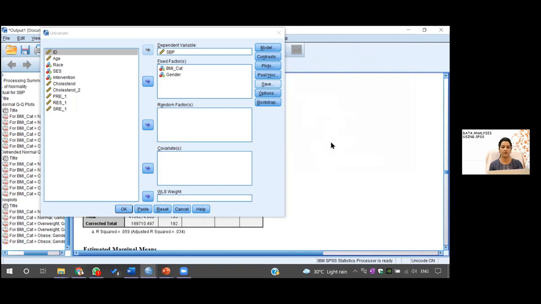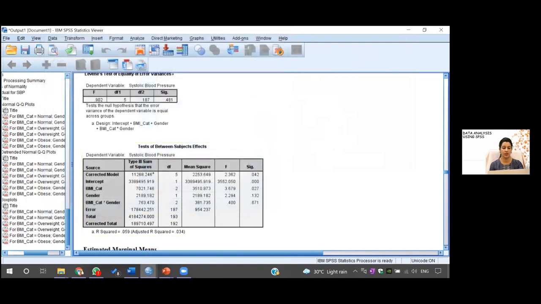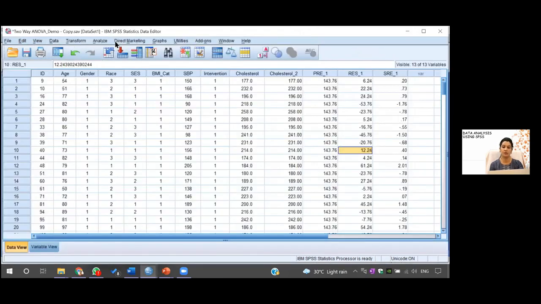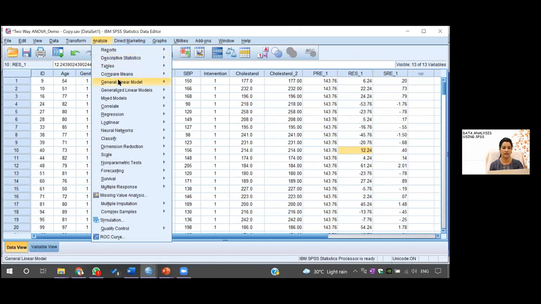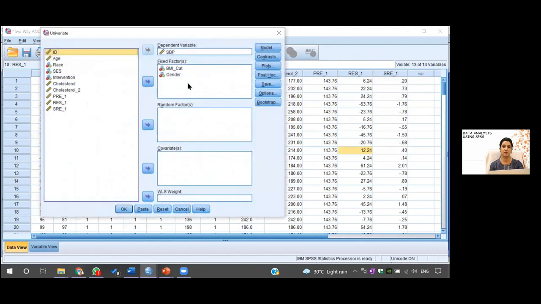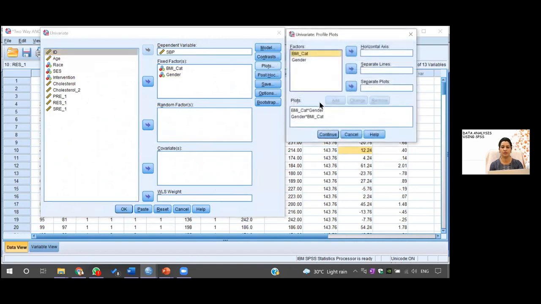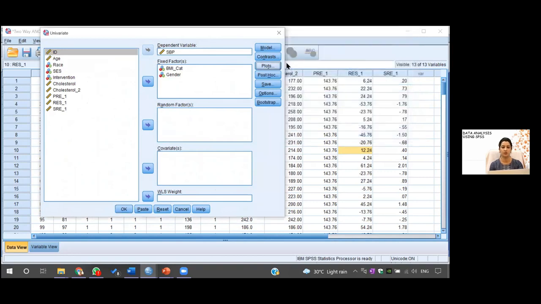So if you have understood up till this point, now I am performing the main effect. For main effect, again, I'll go to the same option: Analyze, General Linear Model, Univariate. This will already be there because you have shifted these variables here. Plot, I have already checked for plot. So you may uncheck this, either you may cancel it or you will have another set of plots. That's up to you.